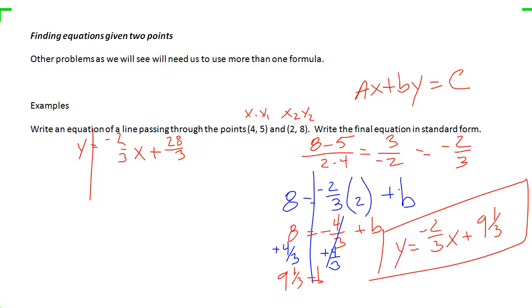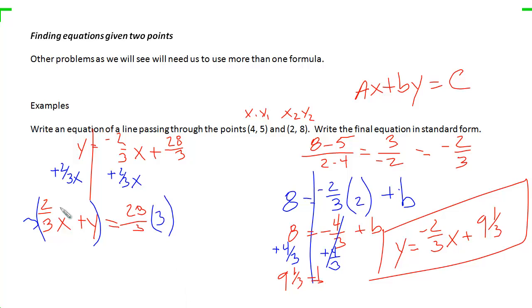And I need to bring the x's over, so I'm going to add 2/3 x's. That's going to leave me with 2/3 x plus y equals 28/3. So I'm partway there. I've got it as ax plus by equals c. However, I've still got the fraction. So if I multiply everything by a 3, I can go ahead and remove that. So I'll multiply this side by a 3, multiply that side by a 3. Those will cancel, and I'll just get 2x plus 3y equals 28.